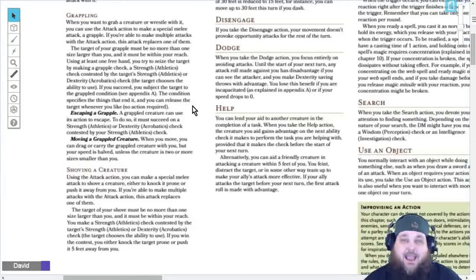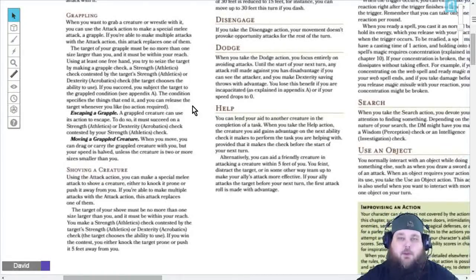Secondly, with the attack action, you can also shove a creature. Now, when you shove a creature, you are also using the attack action, and if you're successful shoving the creature, you have two choices. You can knock it prone, or you can push it away, and pushing is straight back. It's not moving side to side. That's more optional stuff in the Dungeon Master's Guide, which will be in another video.